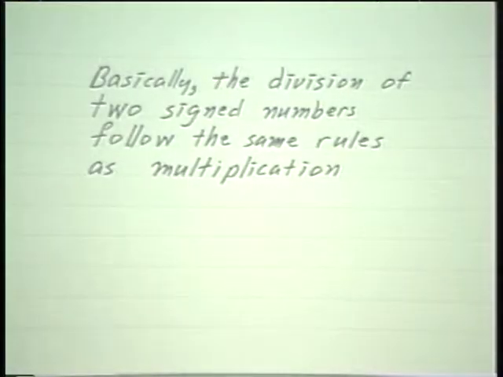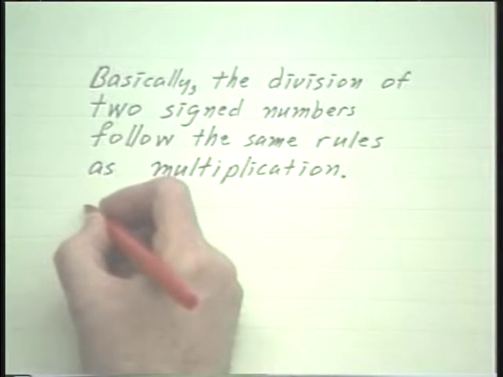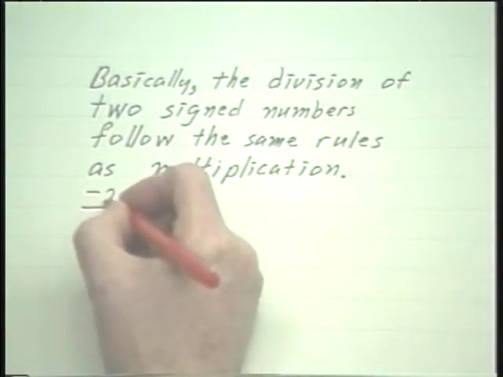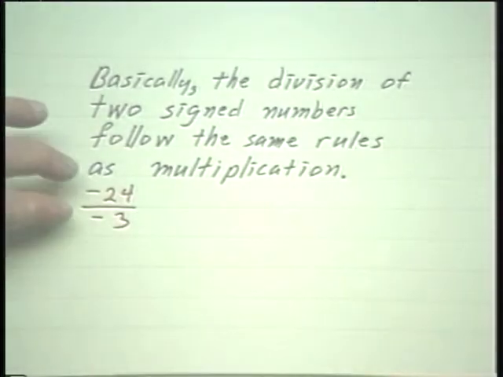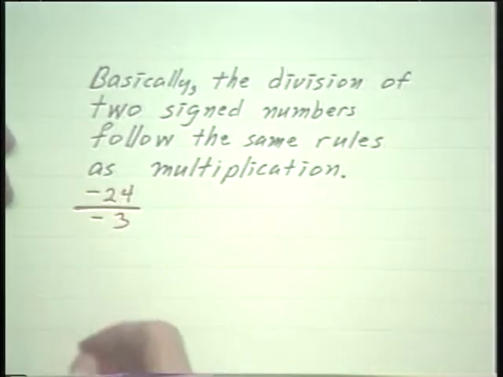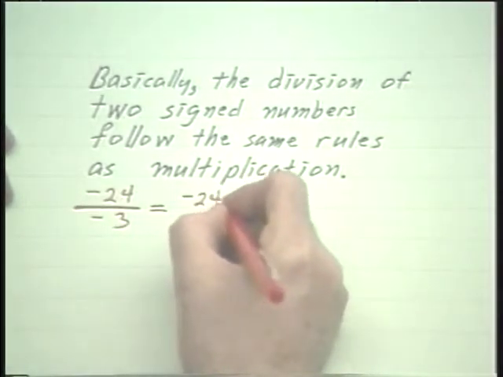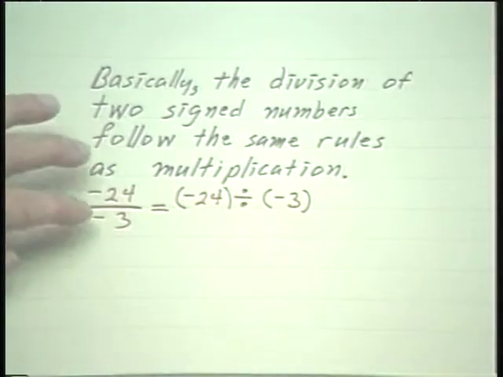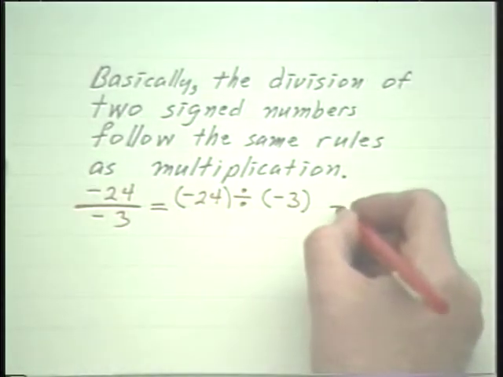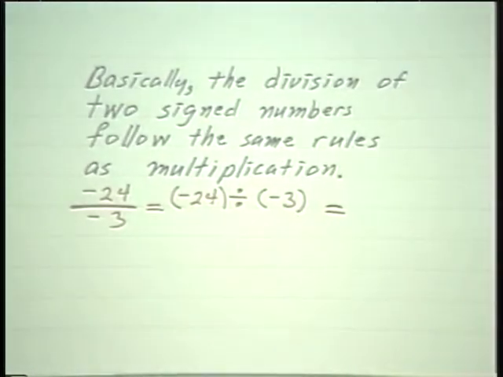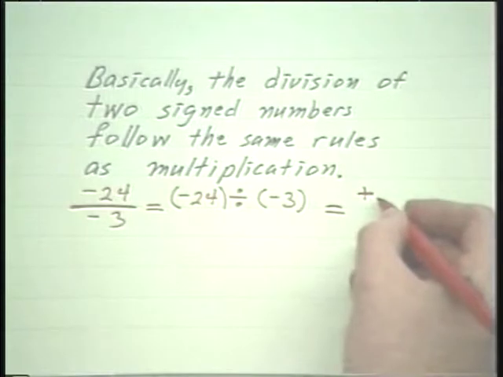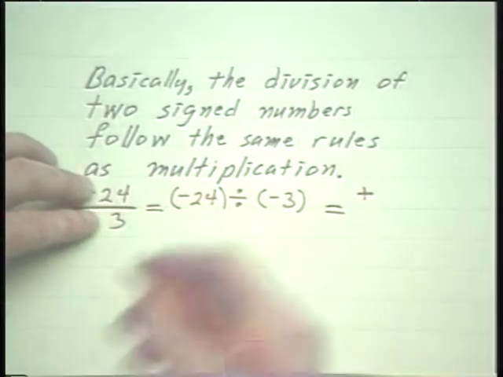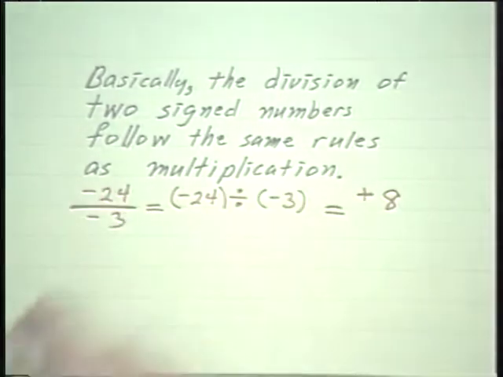Basically, the division of two signed numbers follows the same rules as multiplication. That is, if I divide like signed numbers, in this case both negative, whether I write it this way with this dash meaning divided by, or with a conventional division symbol. In algebra, this form here will more and more predominate. If we were multiplying two negatives, the answer would be positive. And so if we're dividing two negatives, the answer is positive. And then we simply divide their absolute values for the absolute value of the answer.